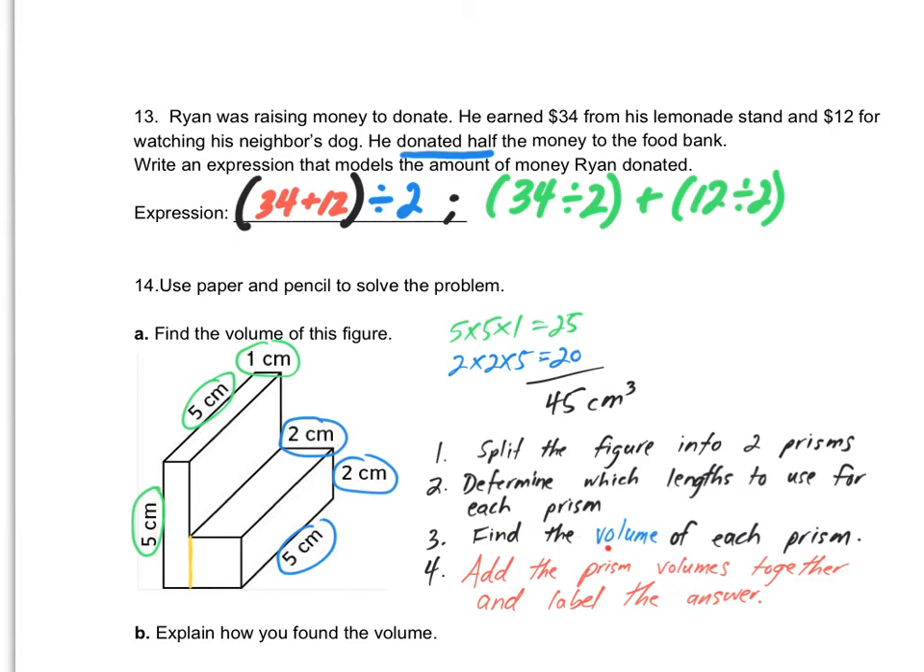Step 3 was we needed to find the volume of each prism, which I did up here. The green side was 5 by 5 by 1, which was 25, and the blue side was 2 times 2 times 5, which is 20. And our fourth and final step, we need to add the prism volumes together, as shown right here, getting an answer of 45, and make sure we label our answer.